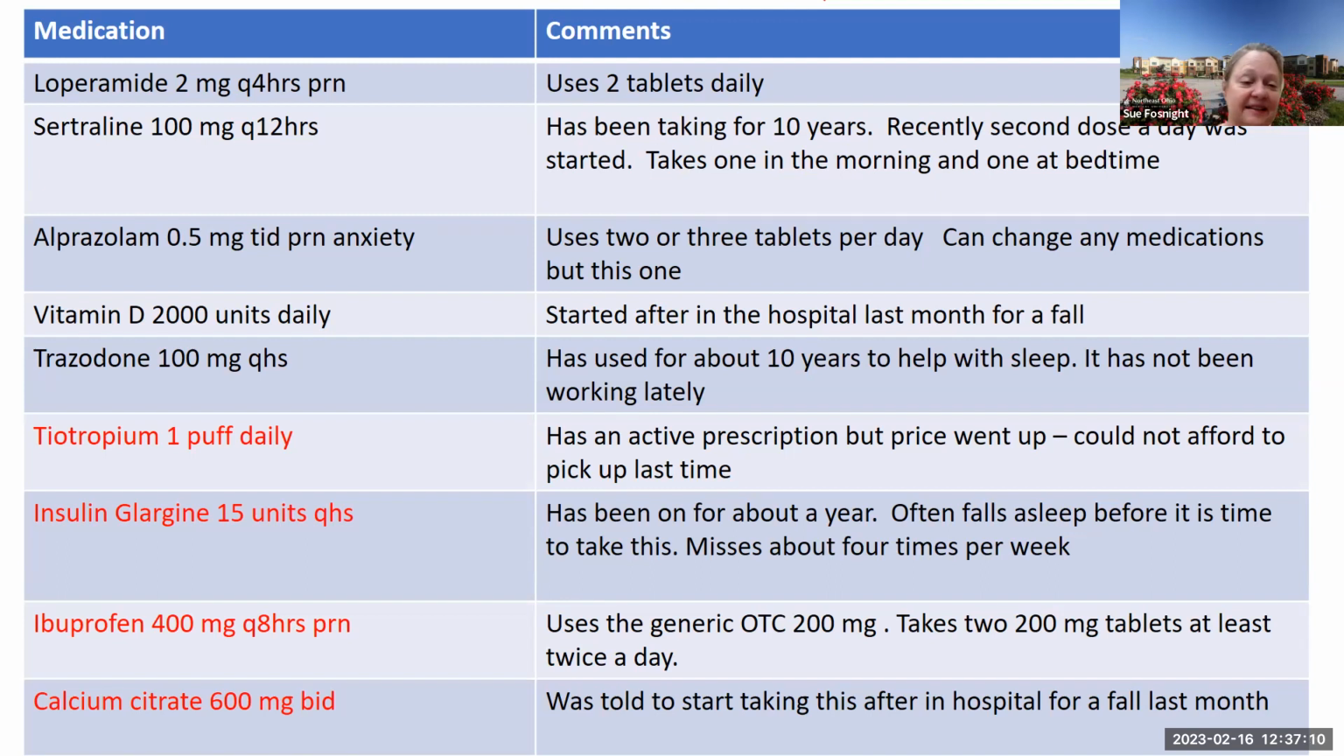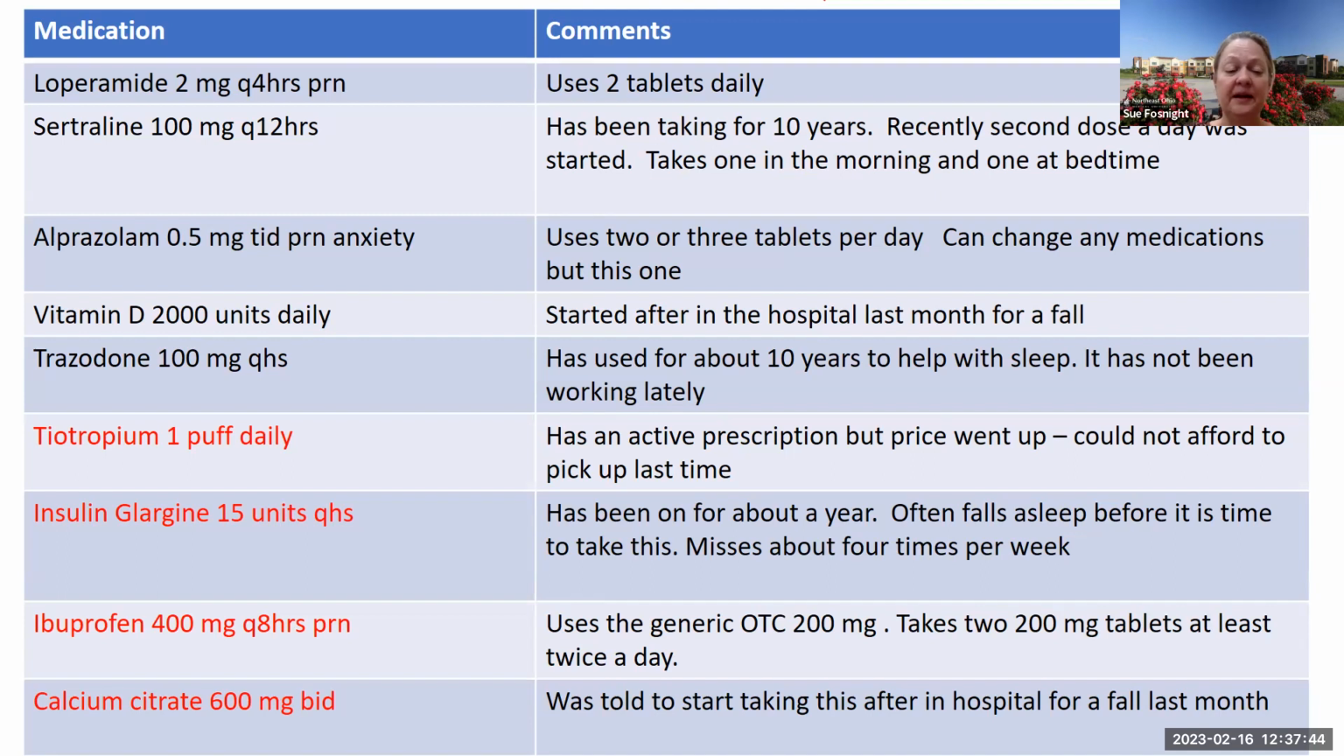And it's very addictive. And like many people, she said, I don't care if you change anything, but do not take away my alprazolam. And that means that she's probably withdrawn from that before. You have to decrease that dose very slowly for the patient not to have symptoms of withdrawal. She's taking the vitamin D. She started that for a fall. And the trazodone, she's used that for quite a while for her insomnia, but it's not working anymore for her, and she's not sure why.